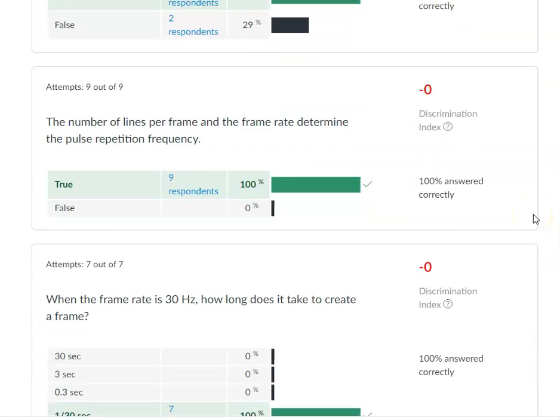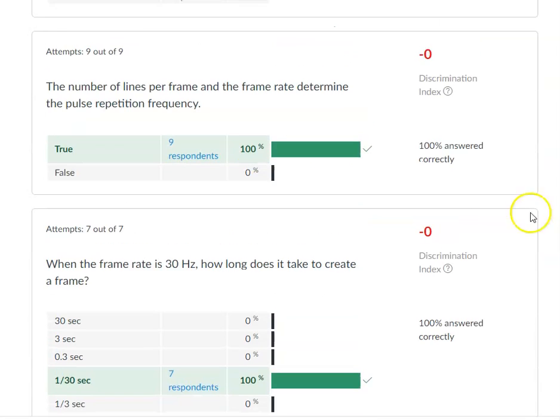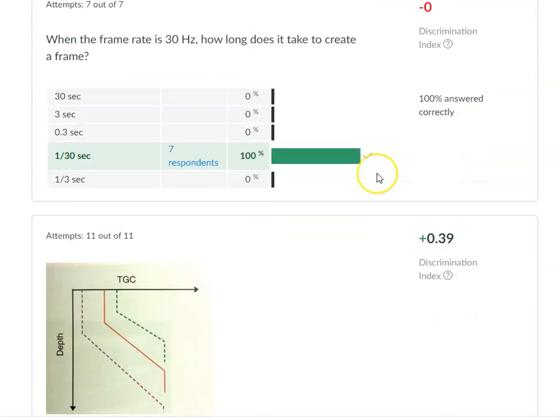Next question. The number of lines per frame and the frame rate determine the pulse repetition frequency. True or false? That's absolutely true. And that goes along with the previous question.